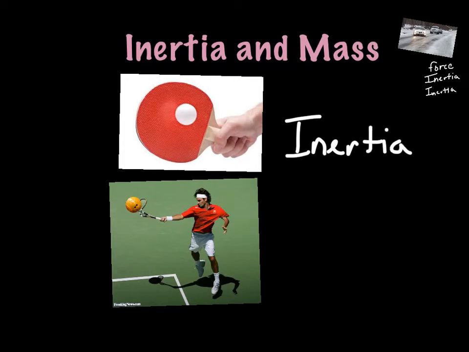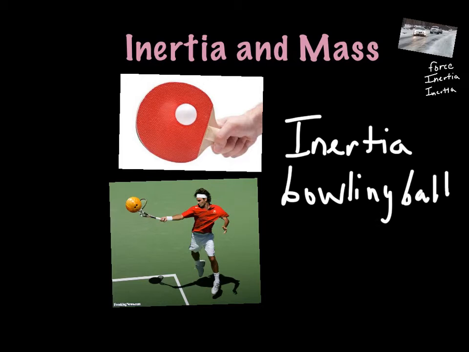Think about hitting a ping pong ball with a racket and then hitting a bowling ball with the same racket. The bowling ball takes much more energy to stop. This is actually a picture of a tennis racket and a bowling ball, and you can see that the racket is snapping in half because it's not meant to take the force that a bowling ball has, because the bowling ball is much bigger. It has a lot more inertia than a tennis ball or a ping pong ball.